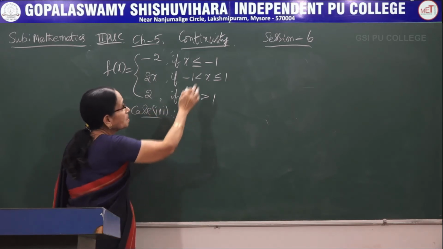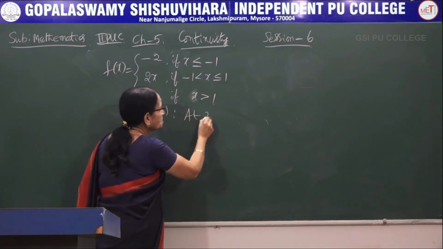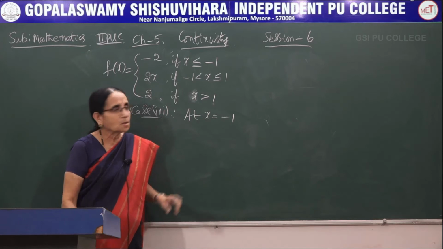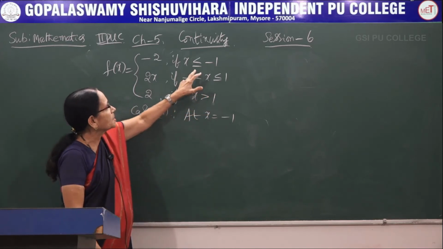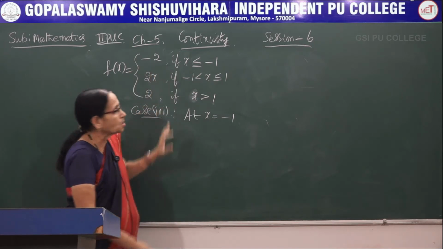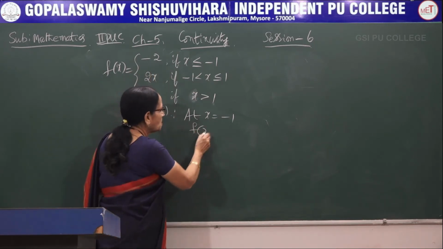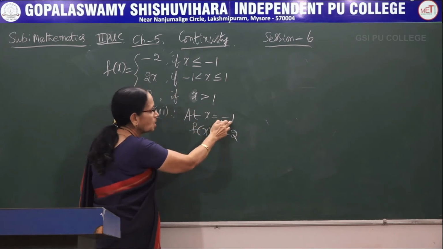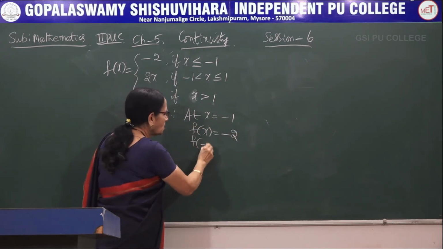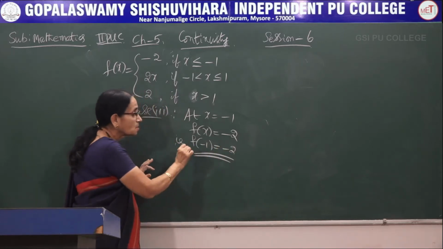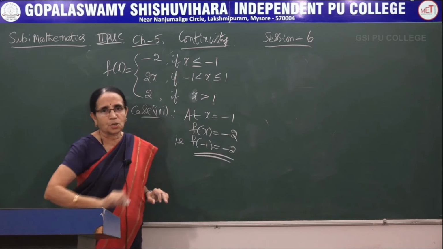Here, I am taking the exact point x equal to minus 1. At x equal to minus 1, look here. We are having equality. How is the function defined? f of x equal to minus 2. That means when you give the value minus 1, f of minus 1 is minus 2. This is the value of the function.